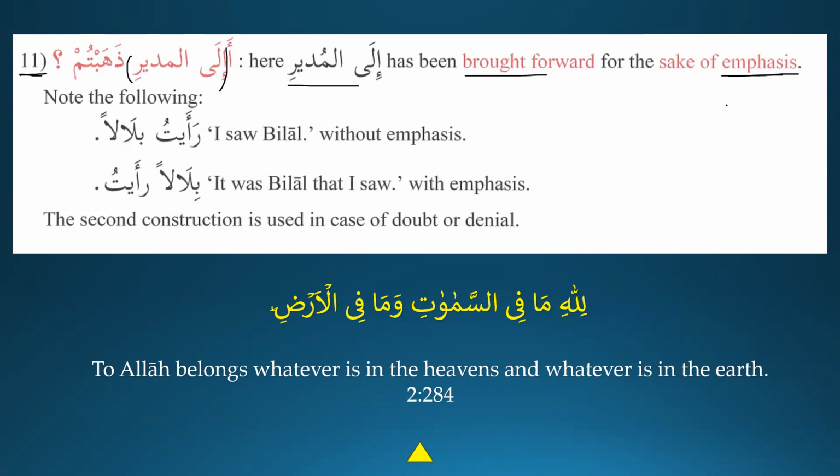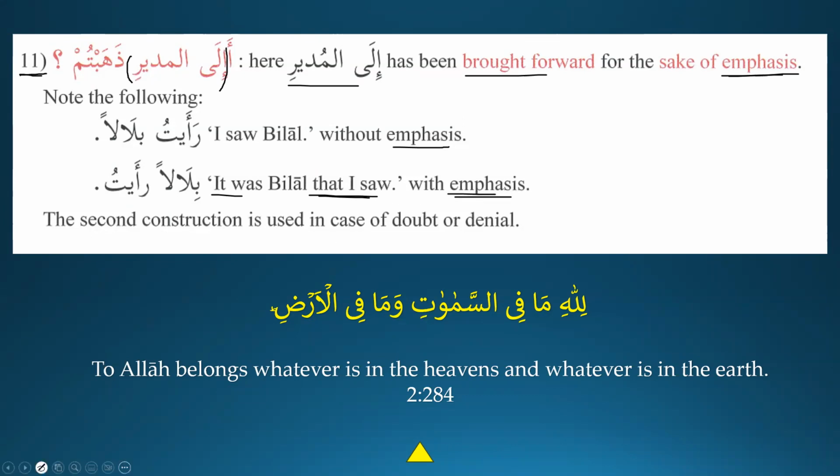So whenever jar majroor comes ahead of the noun or ahead of the verb, that means it is used for the sake of emphasis. Note the following. For example, you say رأيت بلالا, I saw Bilal, without emphasis. But you say Bilalan ra'aytu, here it is more emphatic. It was Bilal that I saw. So now you can see over here that it becomes more emphatic.